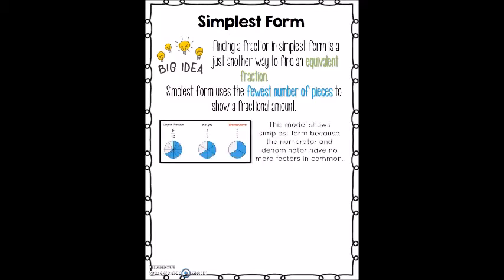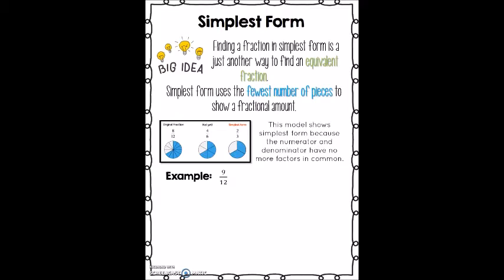So, for example, I have models here showing 8/12, 4/6, and finally 2/3. The 2/3 tells me it's in simplest form. And that model shows simplest form because the numerator and the denominator have no more factors in common. I've showed the same amount of that circle being shaded in with the fewest number of pieces possible. So let's take a look at how we would do this.